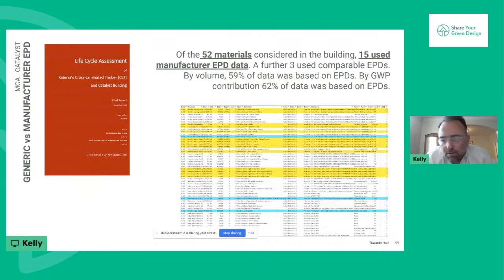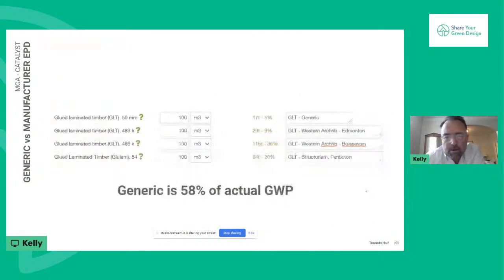And this is because only a few years ago in North America, there were very few manufacturers doing this. So because of all these generics that resulted in a lower number. Now that we have more specific manufacturer-based EPDs, you can see here a big swing between a generic assumption for mass timber and the specific ones, depending on whether you're shipping from Edmonton or Penticton. That tree is not a tree. It's 4 to 5 times different.